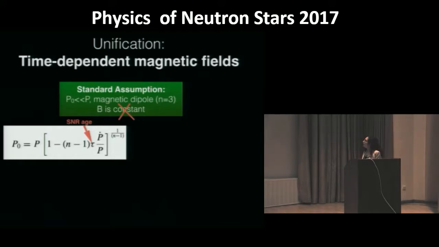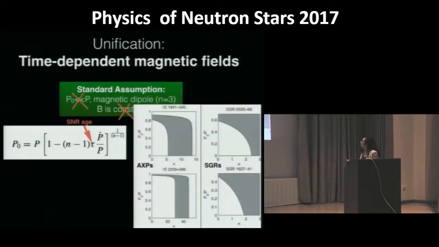Now what I'm going to do here is reorder this expression, where we have the initial spin period expressed as a function of P and Pdot, which are measured, the true age of the pulsar, and the braking index. And we're going to use these SNR associations to constrain the age of the pulsar. If we do that, then we can plot P0 over P as a function of the braking index and look for the allowed values that are constrained by this SNR age. These are shown in these gray shaded areas.